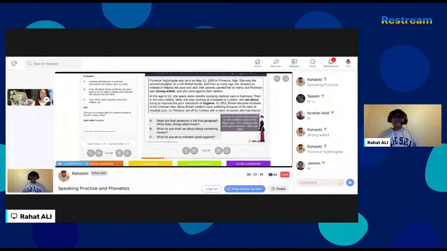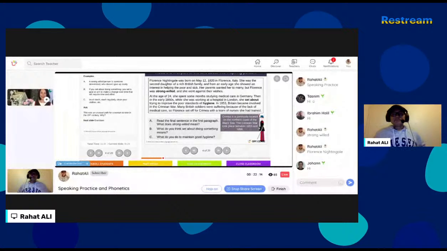Okay, sentence number B. What do you think "set about doing something" means? "Set about" is a phrasal verb. They're asking what the phrasal verb means, and then you have to make sentences.